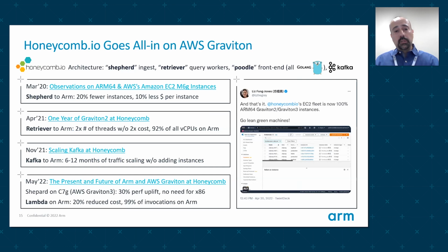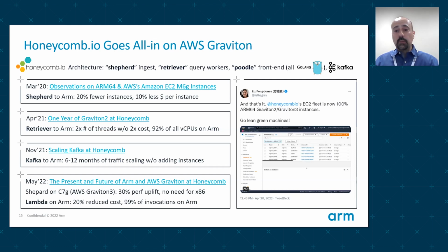Now I want to shift gears a little bit and talk about some of the companies that have been public in their migration towards Arm-based compute and what that's meant to them. The first one I'll start with is Honeycomb.io. They were an early adopter of Arm Neoverse, and they've written an amazing and very detailed series of blogs about their experience moving their entire architecture stack from x86 to Arm. I encourage you all to check out their blogs. They are written from a developer audience perspective, but I've tried to summarize some of the highlights here.